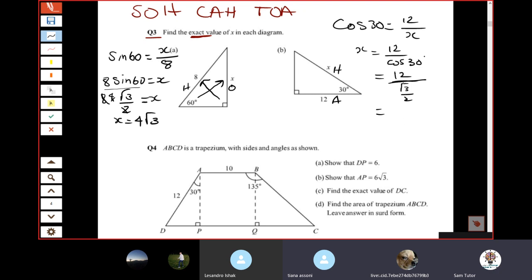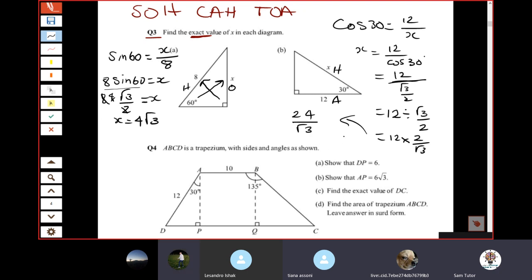All right, beautiful. So then, to be able to divide this, the easiest way is to go 12 divided by root 3 on 2, which means that becomes 12 times 2 on root 3, right? We multiply and flip. What's the answer I'm looking for? 24 on square root of 3.